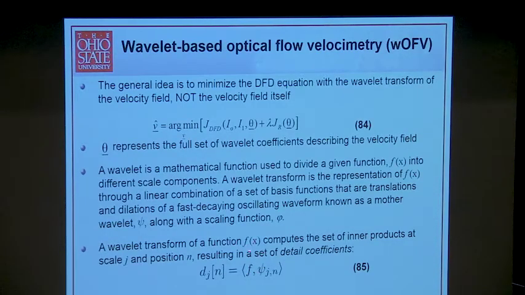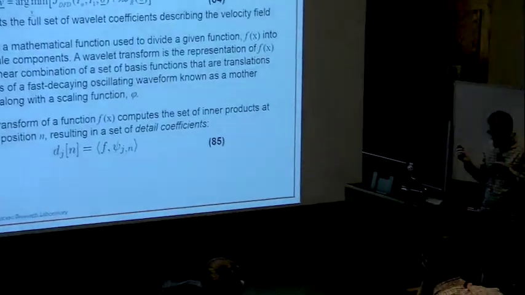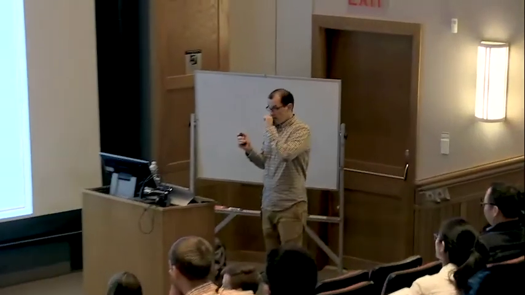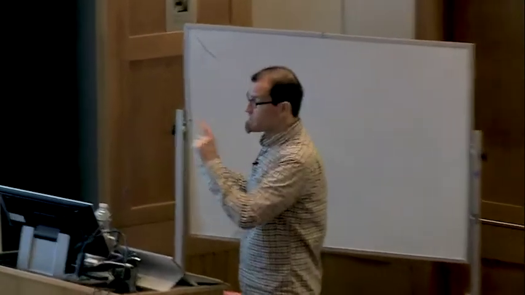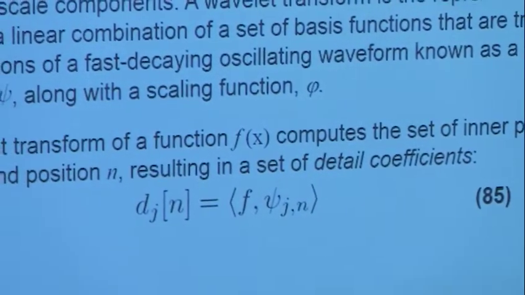Sorry, a wavelet transform of F computes the set of inner products at scale J and position N, and you get something called detailed coefficients. Bear with me for a second until we get to the pictorial. What we're really trying to do with a wavelet transform is represent any given signal with as little information as possible. We get a set of detailed coefficients by taking the inner product of our function with this wavelet atom.